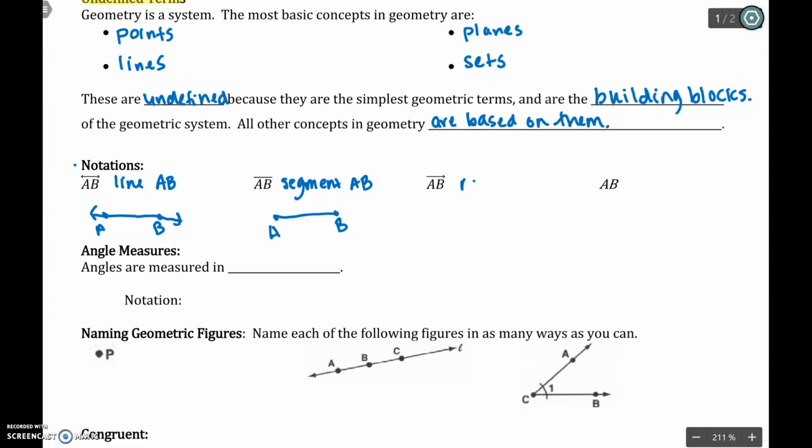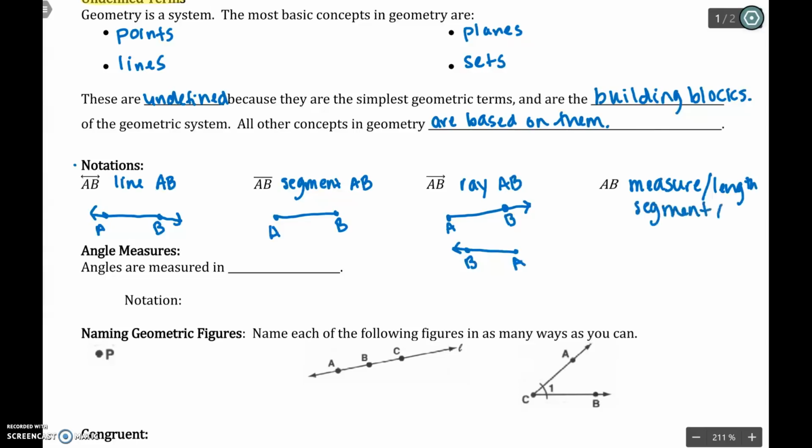Now, if there's only one arrow, then that's a ray. And a ray would have an end point for the first letter and would go infinitely through the point for the second letter. And it doesn't have to go left to right. It could go right to left, up and down. It really wouldn't matter. But what it means is that it would have an end point at A and go through point B. And then if it has no hat at all, this is a reference to a number indicating the measure or length of a segment. Okay, and that would always be a number or variable.